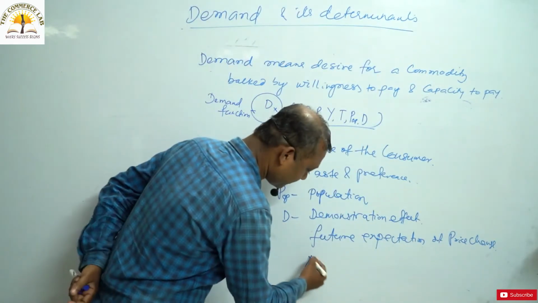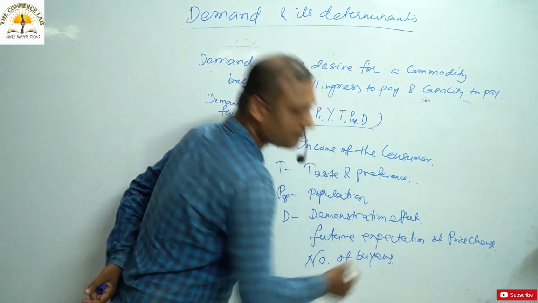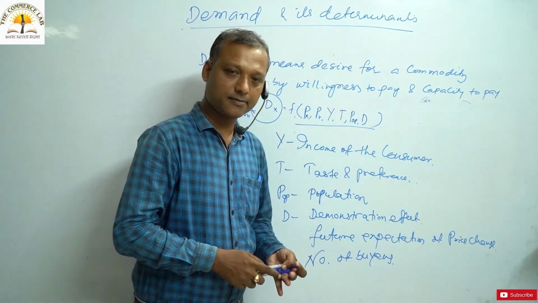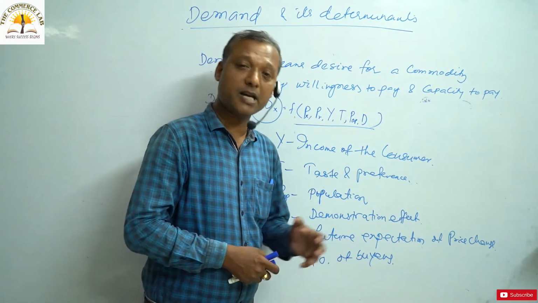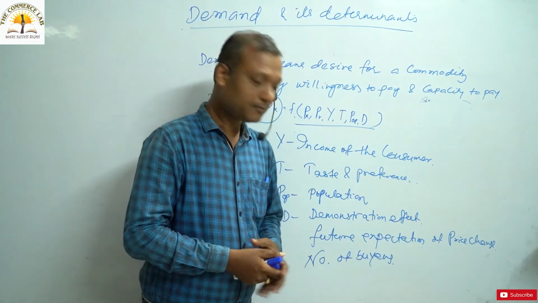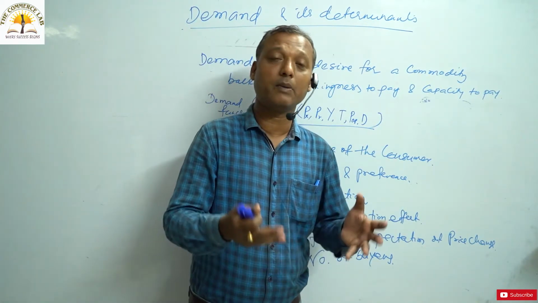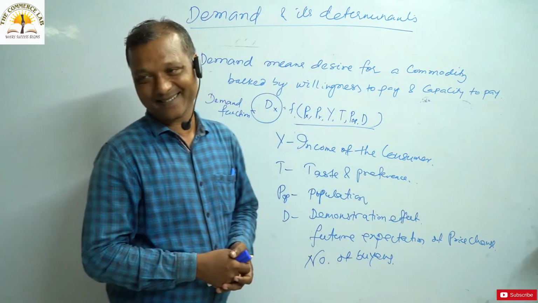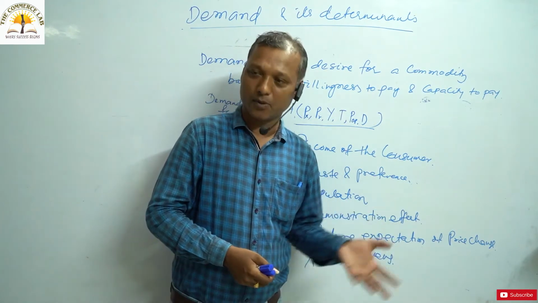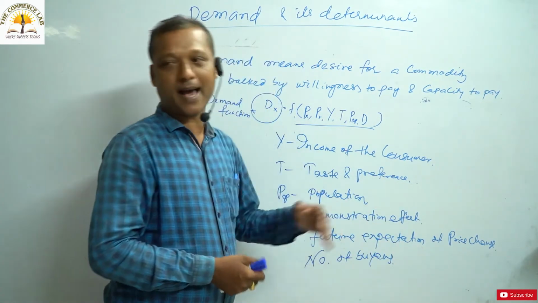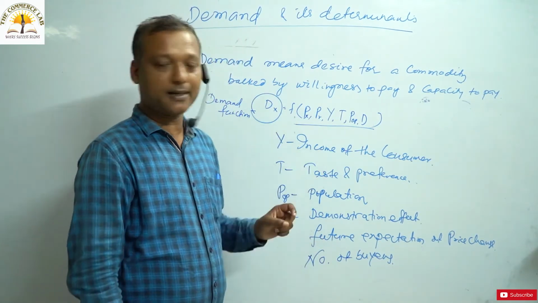One more point we can say: number of buyers in the market. It's a very simple point. When you go to the market, if there are a large number of buyers, demand will be more. When there are fewer buyers, demand will be less. When you expect many buyers, the demand will be more; when you expect fewer buyers, the demand will be less.